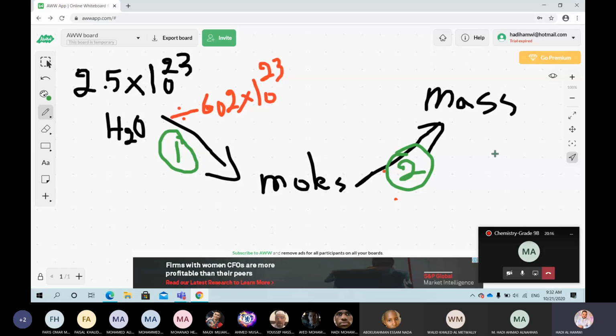In the first step, when I want to convert from particles to moles, I should do what? Multiplication or division by Avogadro's number? Division. The inverse you multiply. From particles to moles, you divide. From moles to particles, you multiply. So find now the number of moles. You have the given, and you know what you should do.